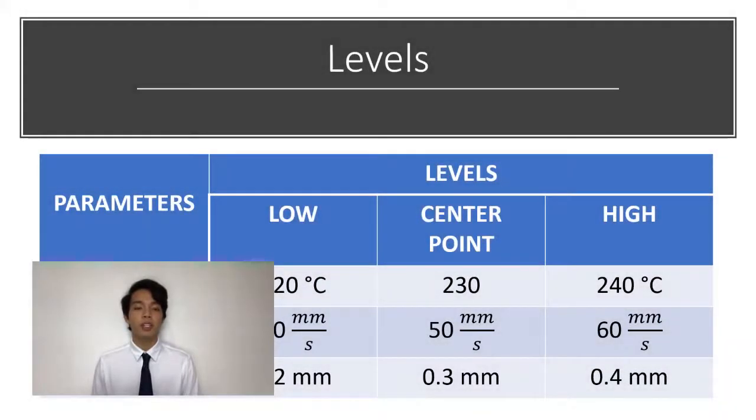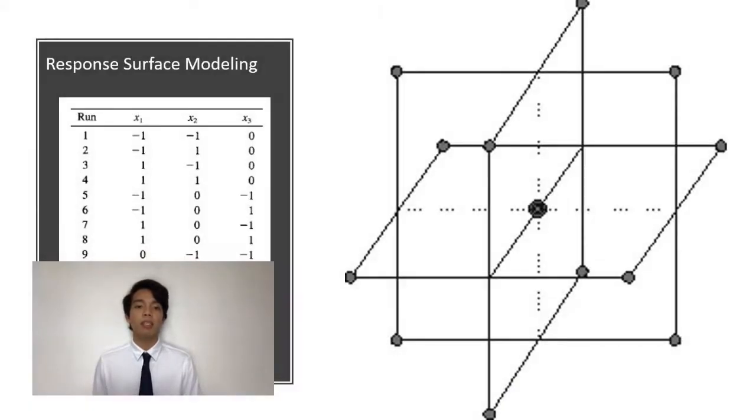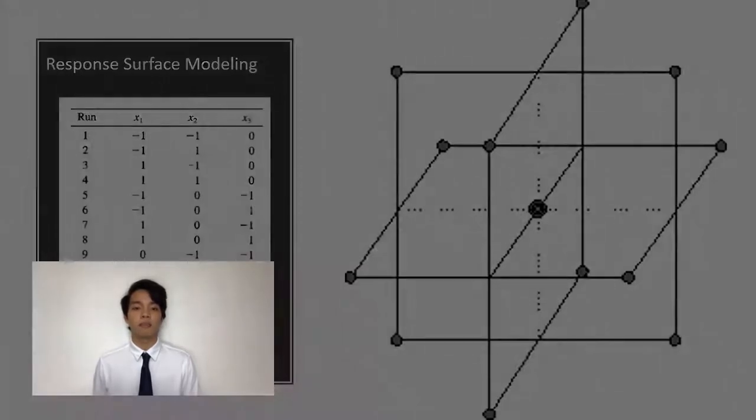Here were the varied parameters for the printing specimen. The design of the experimentation used was response surface methodology. The advantages of this design of experiment are that it avoids the extreme combinations, reduces the risk of failures, and reduces the number of runs.